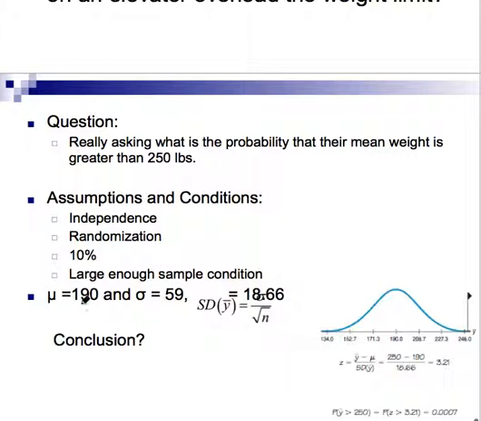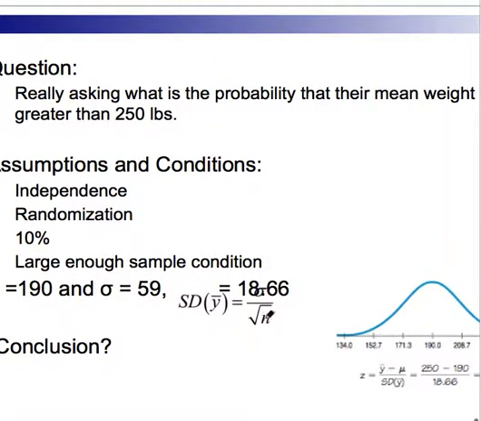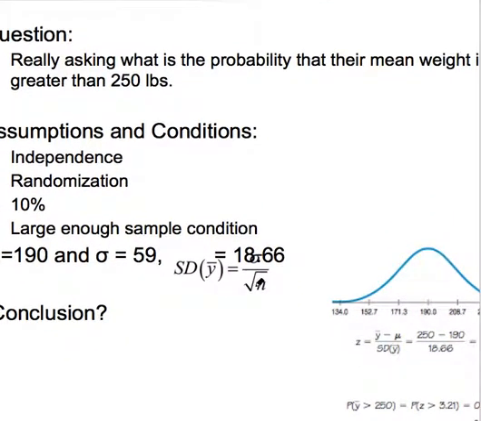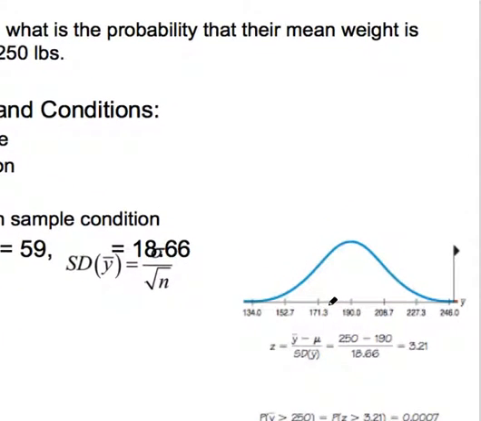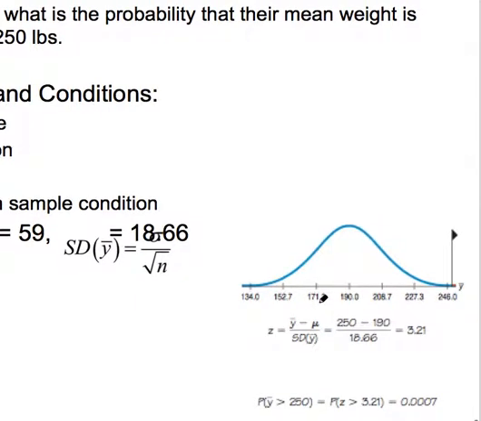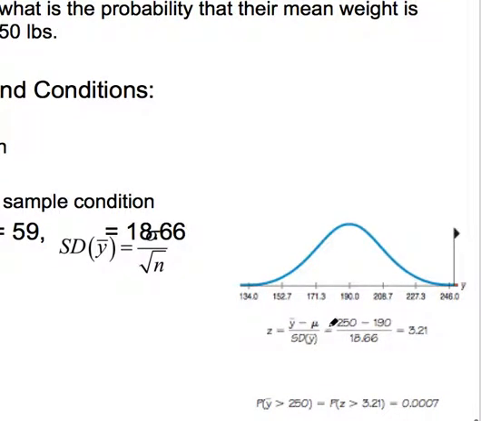Okay, mu is 190 and the standard deviation is 59. We figured out what the standard deviation here is. We were given that the standard deviation is 59. We have 10 people. So when we calculate that, we get 18.66. Okay. All right. So same process. We're going to use the normal model, figure out the z-score. So 250 minus 190 over the standard deviation is going to give us 3.21.